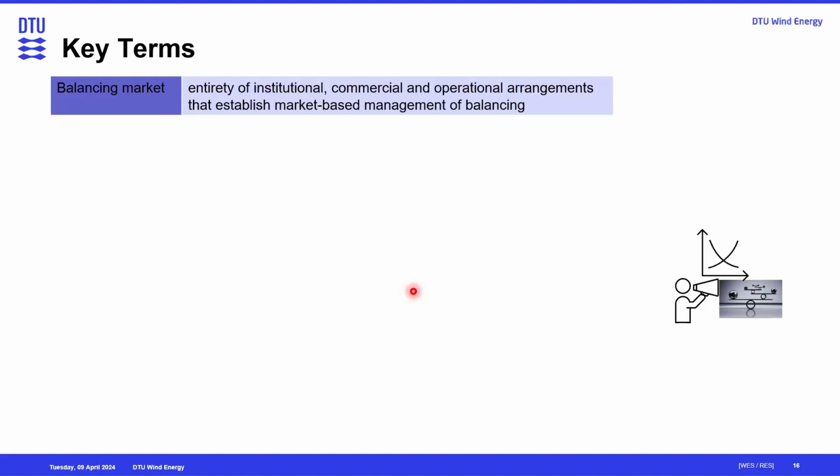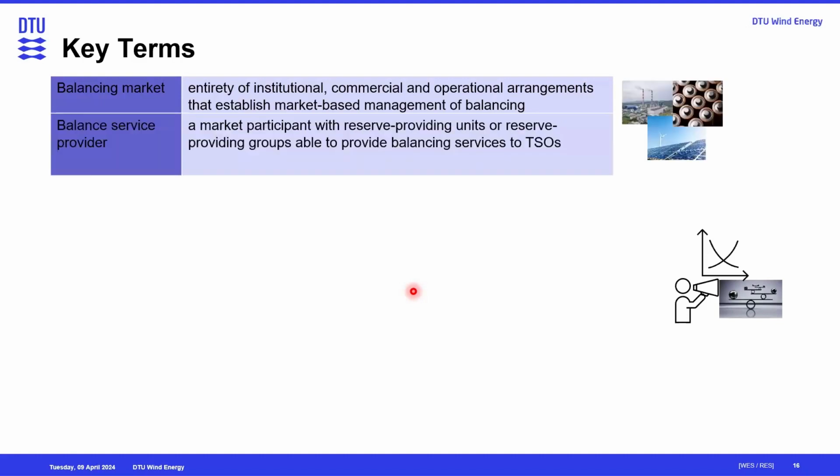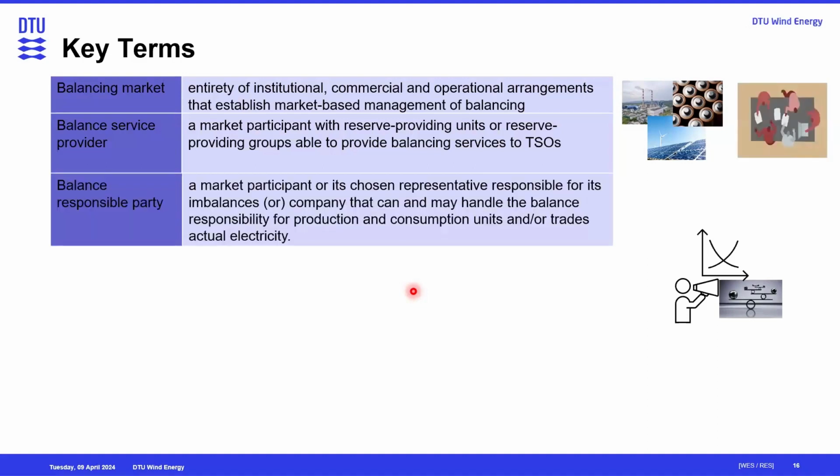Okay. Balancing market: the entirety of institutional, commercial, and operational agreements that establish market-based management of balancing. That's the balancing market. Balance service provider: any market participant who can provide the reserve providing units or reserve providing groups. It can be a single unit or multiple units going together. They are called a balance service provider.